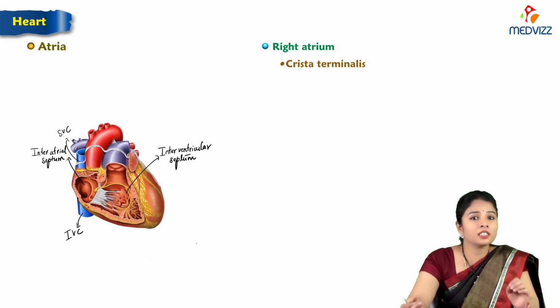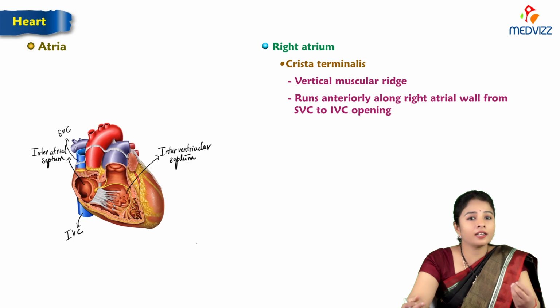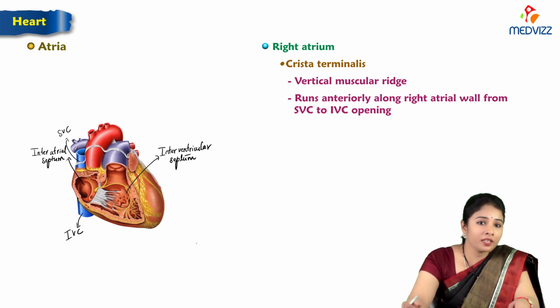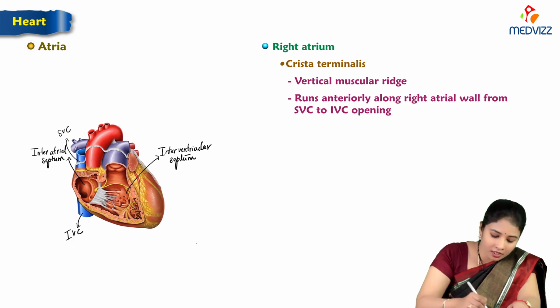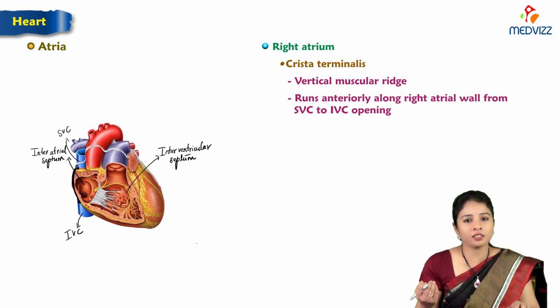The crista terminalis is like a vertical muscular ridge running anteriorly along the right atrial wall, from superior to inferior. So if you see here, between the opening of the superior vena cava and inferior vena cava, the external line is the sulcus terminalis, and the same thing internally is called crista terminalis.